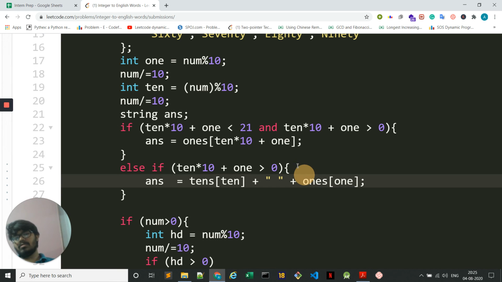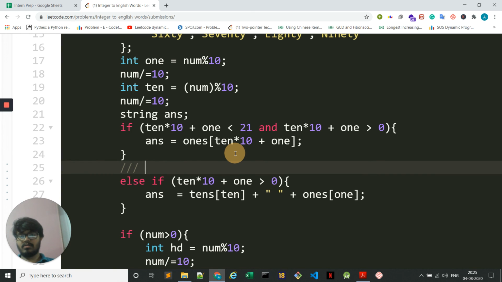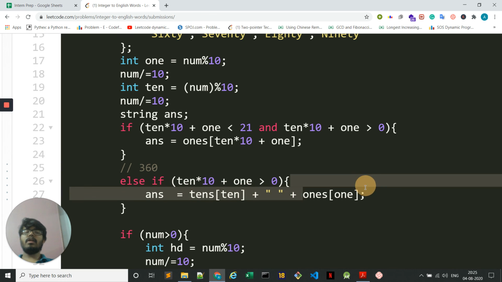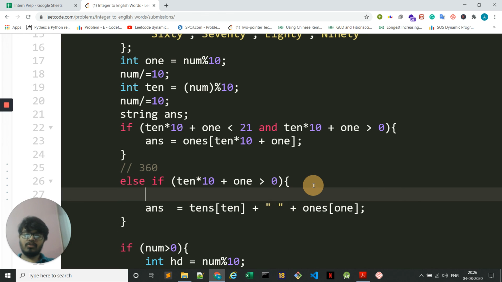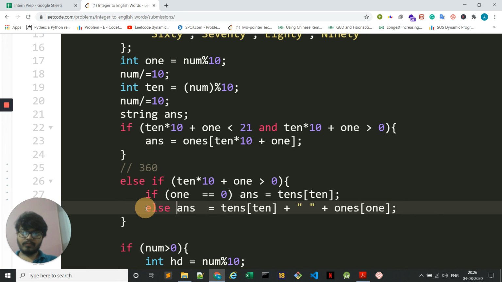Why? Because if let's say the number is 360, then what will this be doing? This will take 60 and this will take empty space. So my string should have been 60 ideally, but it would be 60 plus this extra space. So what I need to check is, if one is equal to 0, the answer is 10 of 10. Else, yeah, right.